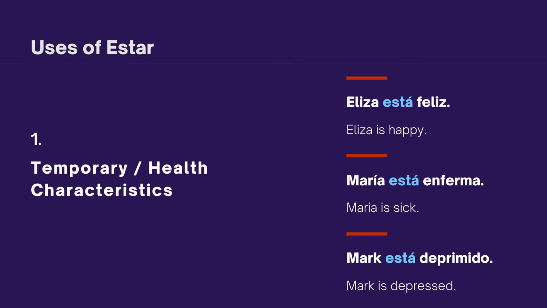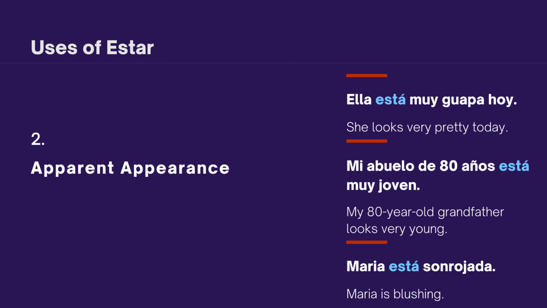For example, Elisa está feliz. Elisa is happy. María está enferma. María is sick. Mark está deprimido. Mark is depressed. So these are some examples of temporary and health characteristics. Very simple. Now, the second use of Estar is apparent appearance.